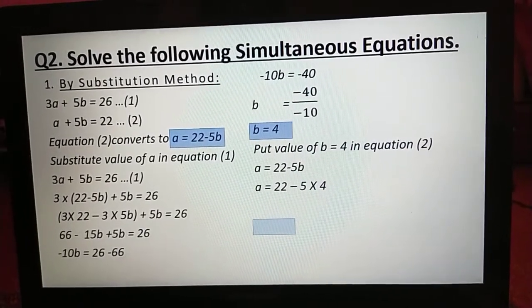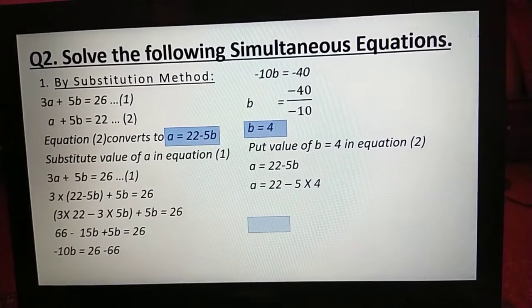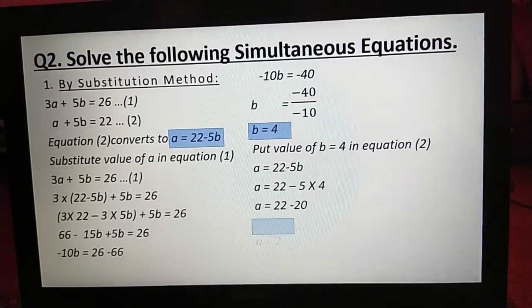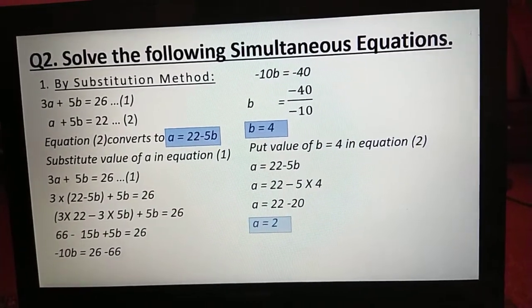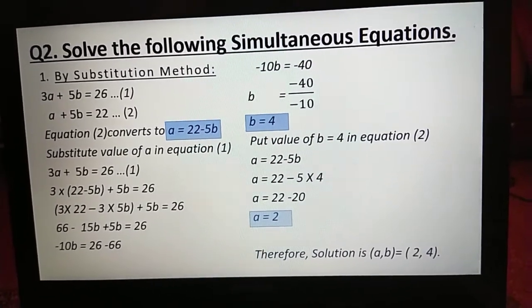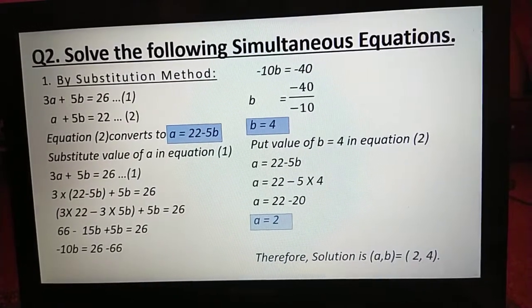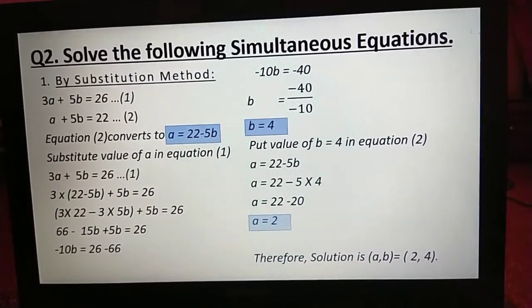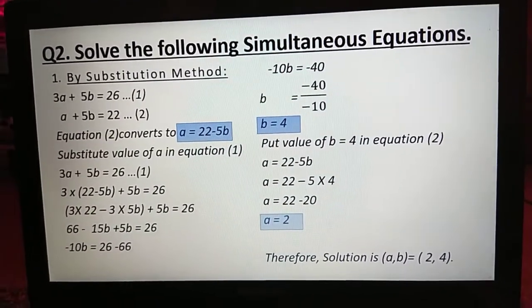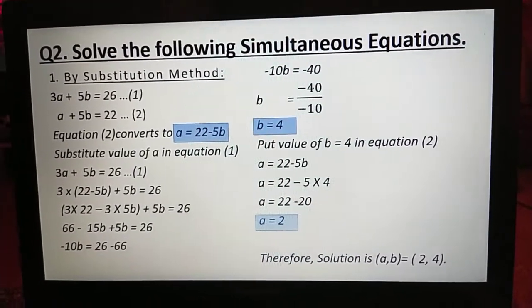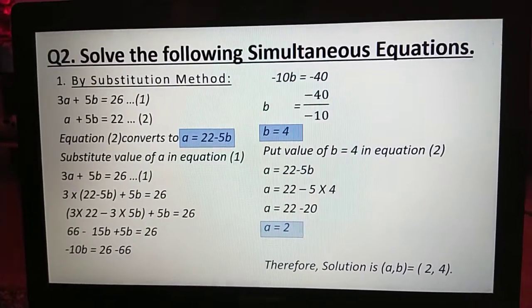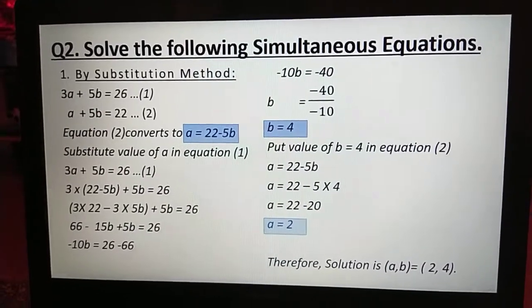a is equal to 22 minus 5 into 4, as 4 is the value of b. So a is equal to 22 minus 20. So a is equal to 2. So our solution for a and b is 2 and 4. We got both the answers correct. By solving with both the methods, we have got the same solution. So you are all free to solve a simultaneous equation by any method if it is not mentioned as solved by the elimination method or solved by the substitution method.